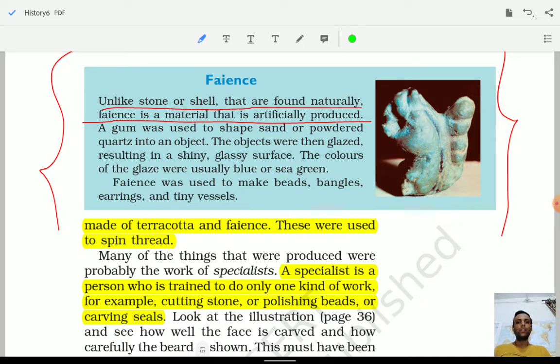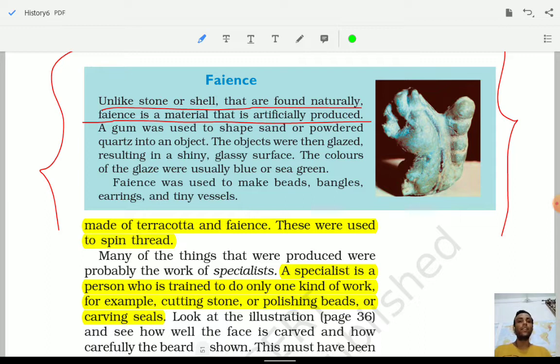Now let us look at faience, maybe a potential question. Faience is a material that is artificially produced. Now, what was naturally available? The stones and shells were naturally available. However, faience was artificially produced. So they were aware of amalgamating two things and making a third thing out of those.